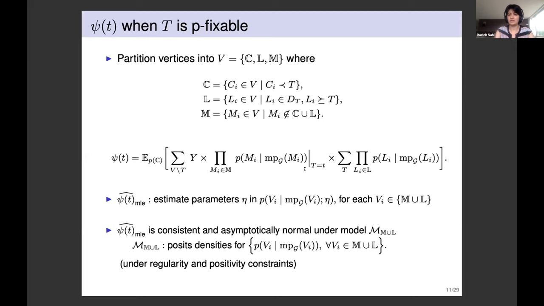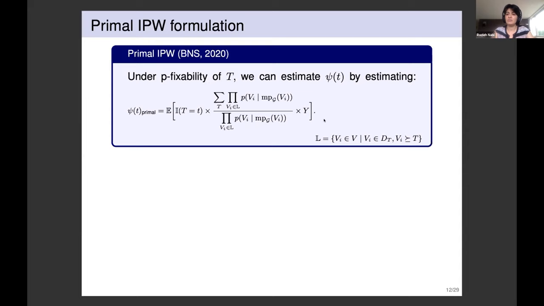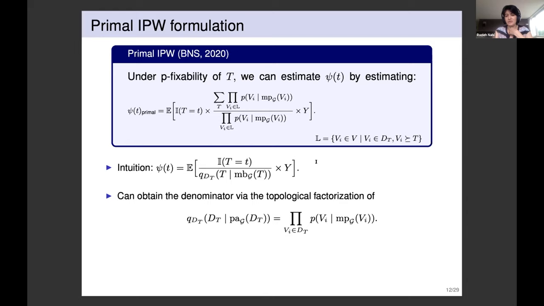We showed that under primal fixability, we can estimate this counterfactual mean by estimating this functional that we call the primal functional. We are basically looking at the rows that agree with the treatment assignment, and reweighing them by this ratio that involves conditional densities of the variables in the set L. Remember, the set L are post-treatment variables that are in the district of T. Intuitively, this representation corresponds to what we are familiar with in the IPW sense when we are dividing by the propensity of the treatment. But again, this is not the regular propensity score.